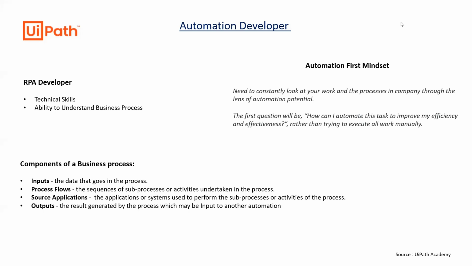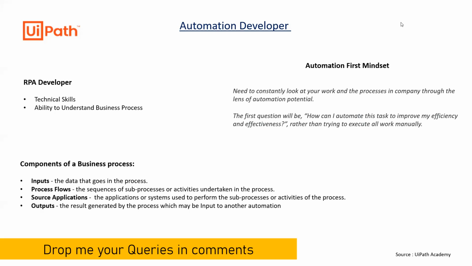And finally, the important bit is the output. Why are we doing the automation, what is expected from this automation? The result that is generated by the process is called an output. The output from your automation can again be an input for some different automation. So you should be fully aware of these four things whenever you start a process: input, process flow, source application, and outputs. These are the skills you would be required to have to work as an RPA developer. I'll take a pause to answer any queries you have till this point.